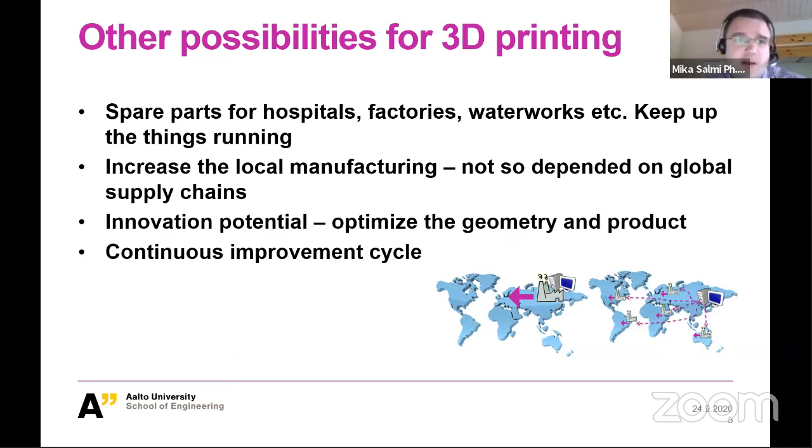Then of course, if we look a little bit outside of this, there are other possibilities, maybe not only spare parts for hospitals, but also for factories, maybe waterworks, to keep infrastructure running so we can get heat and water and so on. And of course, we could increase local manufacturing, and then it wouldn't be so dependent on these global supply chains, which were broken in the spring and actually are still a little bit broken. But 3D printing also gives innovation potential. You can optimize the geometry and the product, and because in the next print you can use a different geometry, you can continuously improve what you are making.